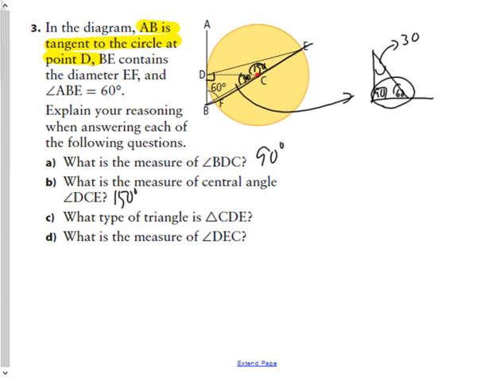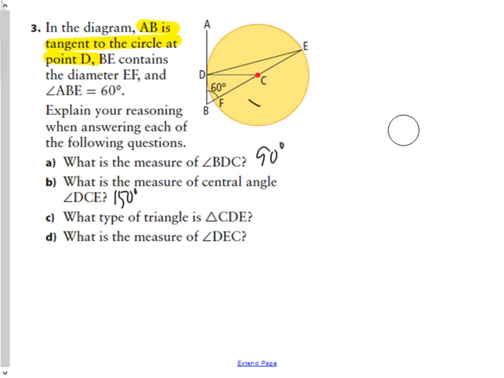What type of triangle is triangle CDE? So I'm going to trace it out. CDE is right here. What type of triangle is that? The answer is isosceles.